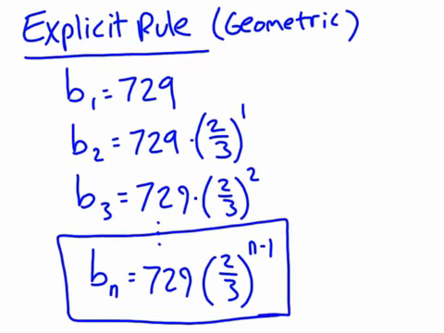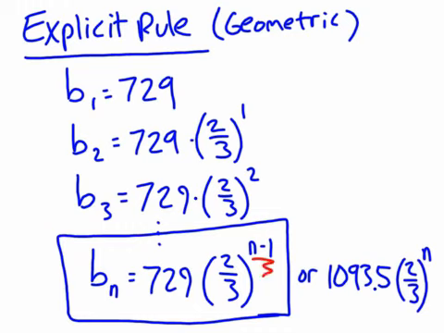If you wanted to take it a little further, and instead of having n minus 1 in the exponent, if you wanted to just have an n in the exponent, you could use your knowledge of exponential properties to rewrite this rule as 1093.5 times 2/3 to the n power. That 1093.5 is just 729 divided by 2/3 to the 1 power. I'll challenge you to convince yourself that these are equivalent. But definitely keep making those connections to things that you already know.